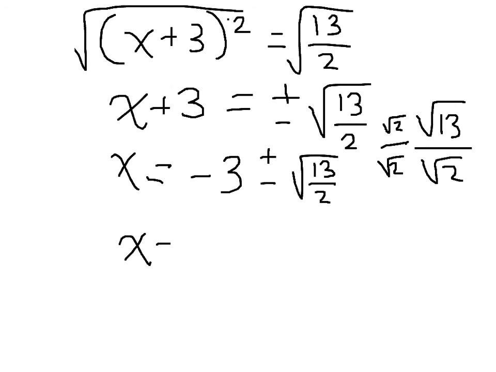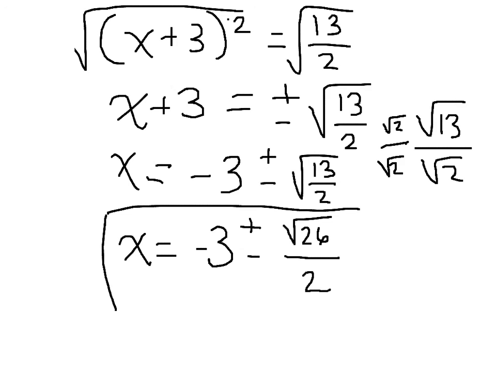So that's going to give me x equals negative 3 plus or minus, 2 times 13 is 26, so I get the square root of 26 over the square root of 2 times the square root of 2, which is a plain old 2. And so my two solutions are negative 3 plus or minus the square root of 26 over 2.